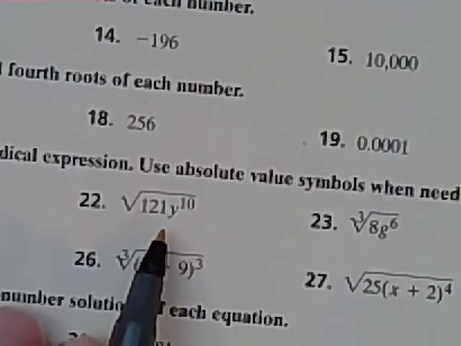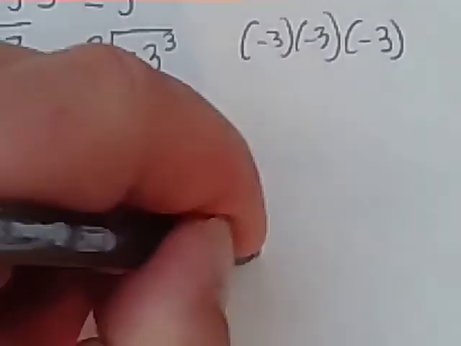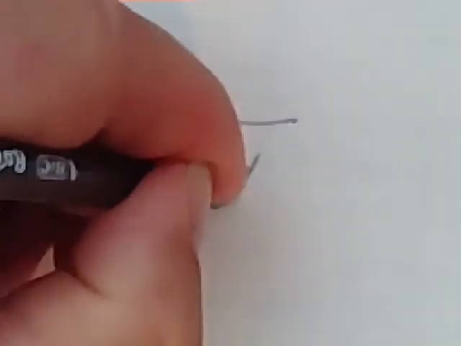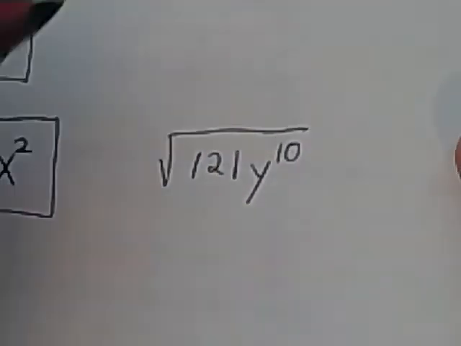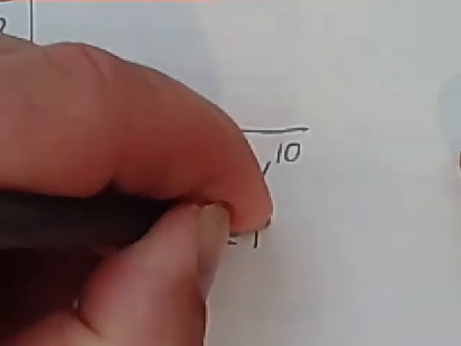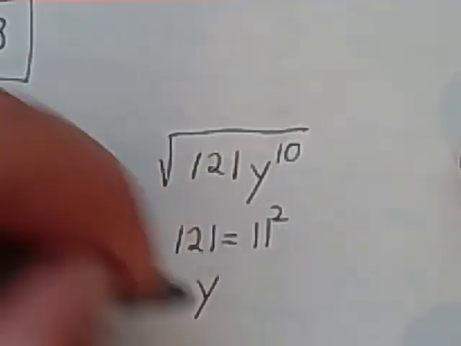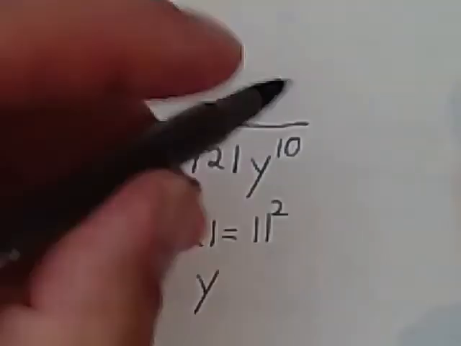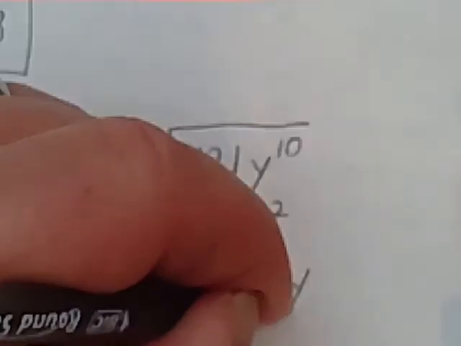Now I'm going to try problem 22. Problem 22 says, what is the square root of 121 times y raised to the 10th power? From the multiplication table of your youth, we hope you recognize that 121 is 11 squared. From the rules of exponents, y to the 10th power is y to the 5th power squared.